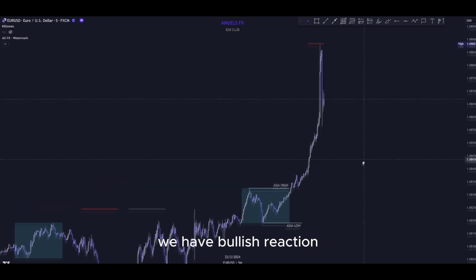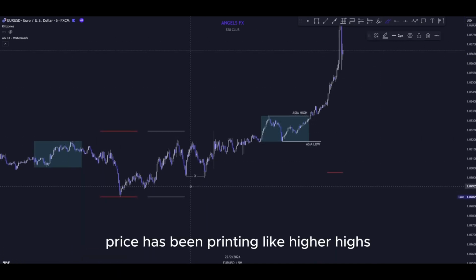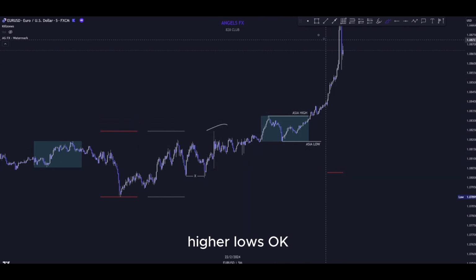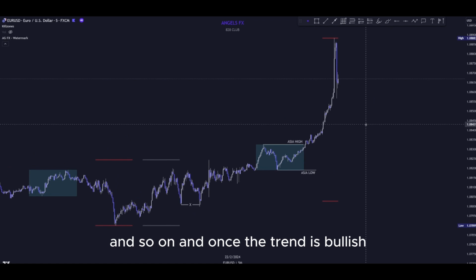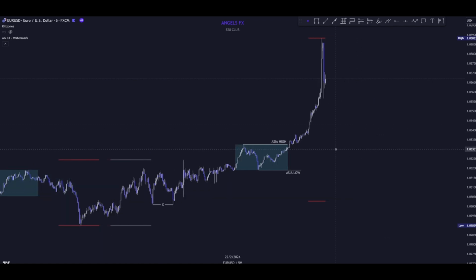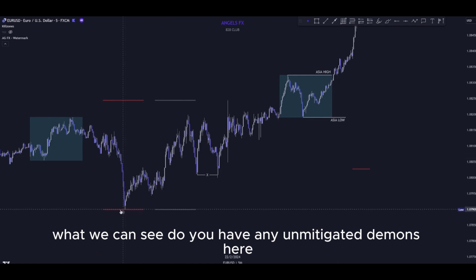You can see, okay, we have a bullish reaction. Price has been printing higher highs, higher lows, higher highs, higher lows, okay, and so on. And once the trend is bullish, we should execute buys and not sells. What we can see, do we have any unmitigated demands?